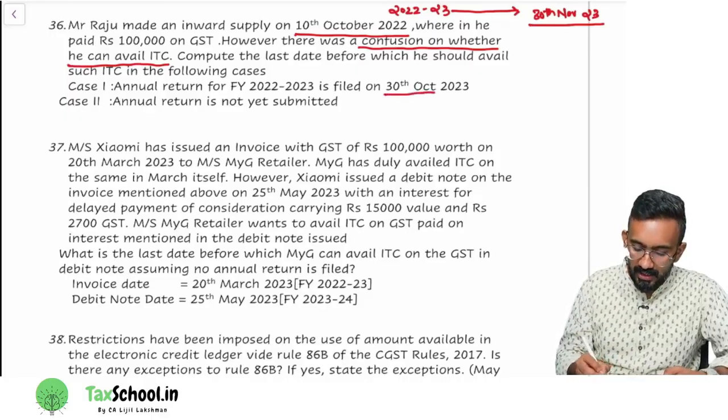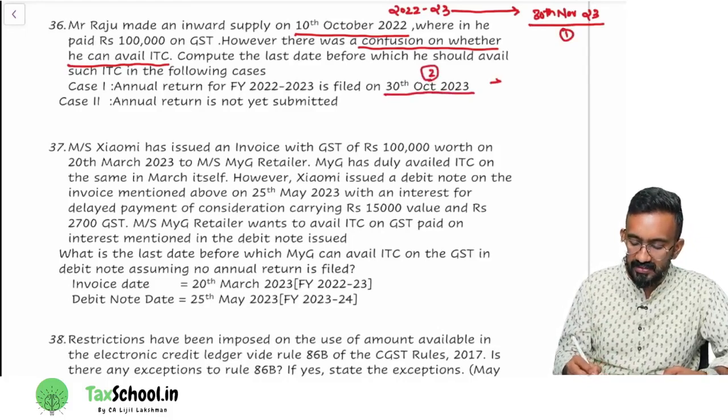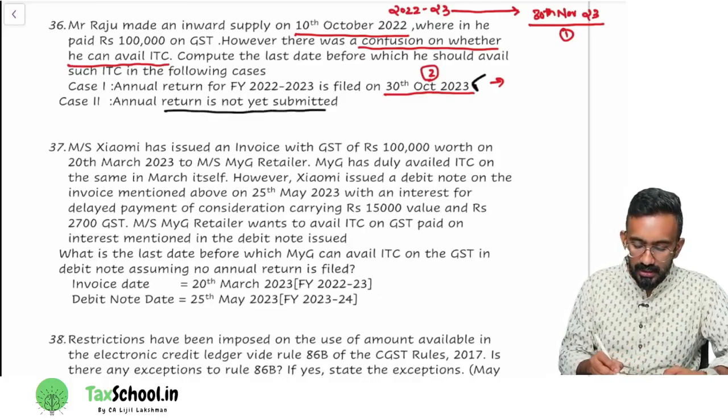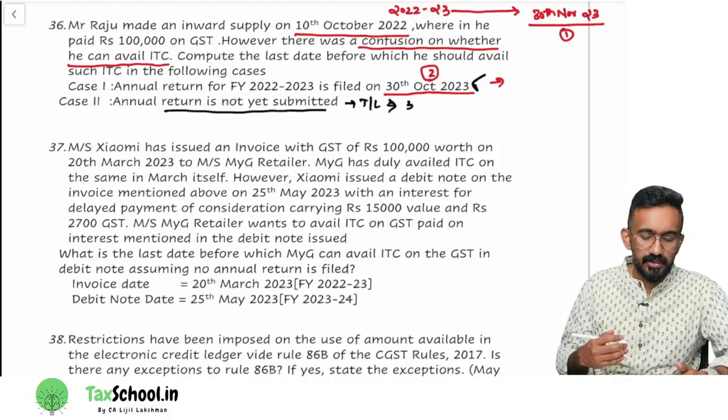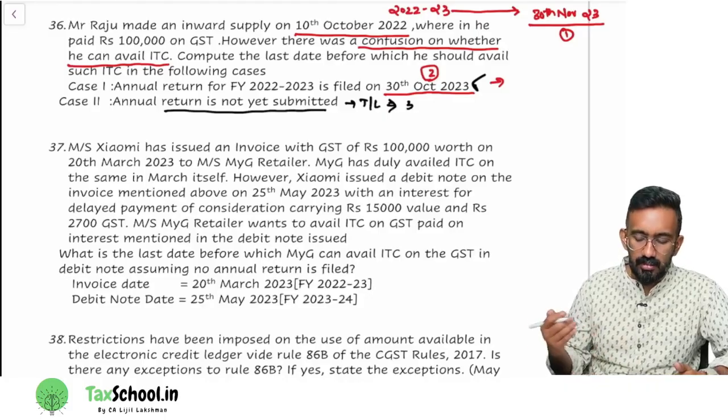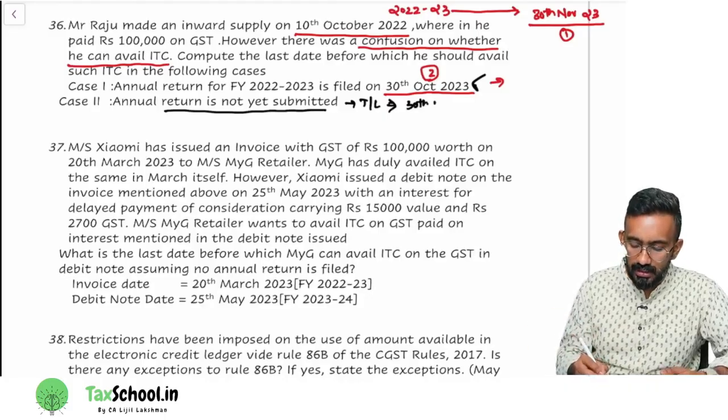Annual return was filed on 30th October. So 30th November or 30th October, whichever is earlier. So what will be the time limit? 30th October would be the time limit. If there is no annual return submitted, then the time limit would be what? If there is no annual return filed, then it is the earlier of 30th November or annual return, so the early date would be 30th November 2023. This is how you compute it.